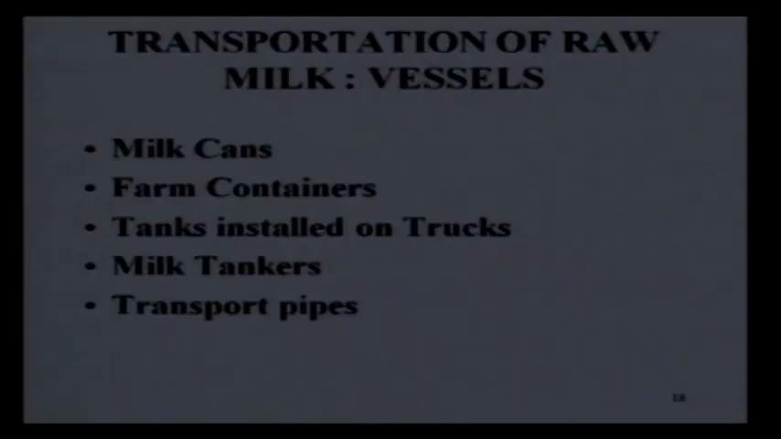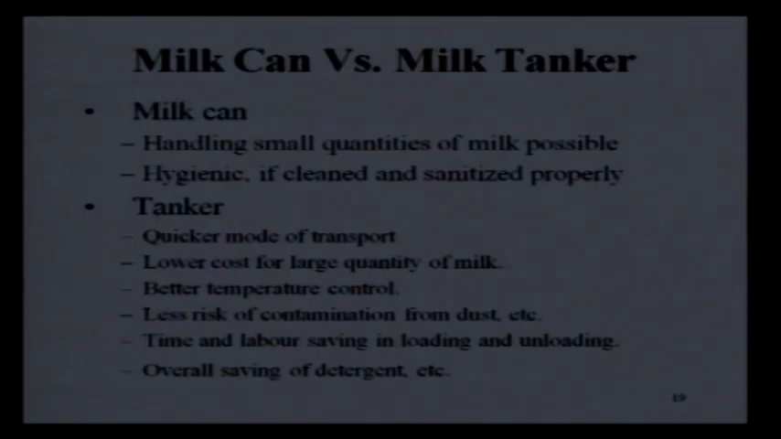Now what are the vessels? Normally it is the milk cans, the farm containers, tanks installed on the trucks, milk tankers, and the transportation pipe. These are the important things which are used in the transportation of milk. Now if you see the milk can versus milk tanker, which one is advantage? On the face of it, the milk can is better if we are handling the small quantity, but there are doubts about the hygiene, but if it is properly clean and sanitized, it is better.